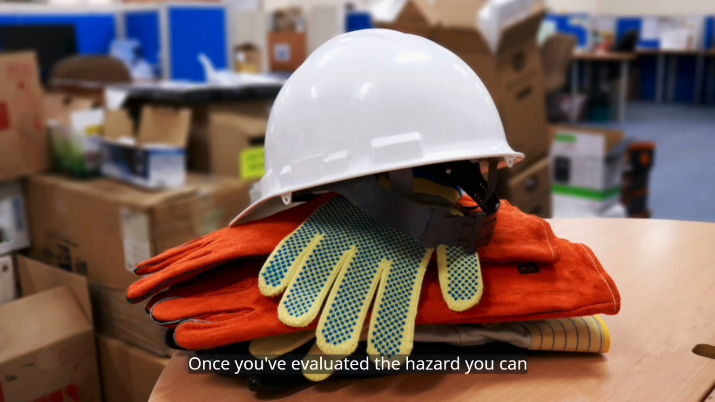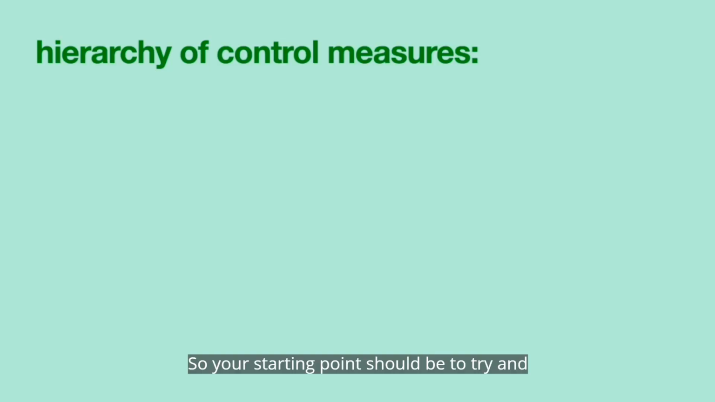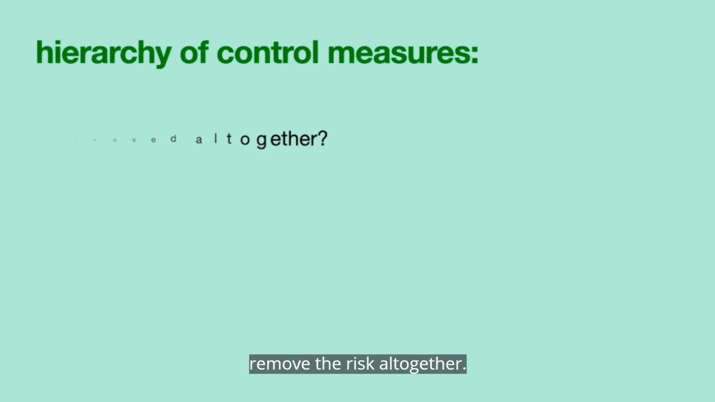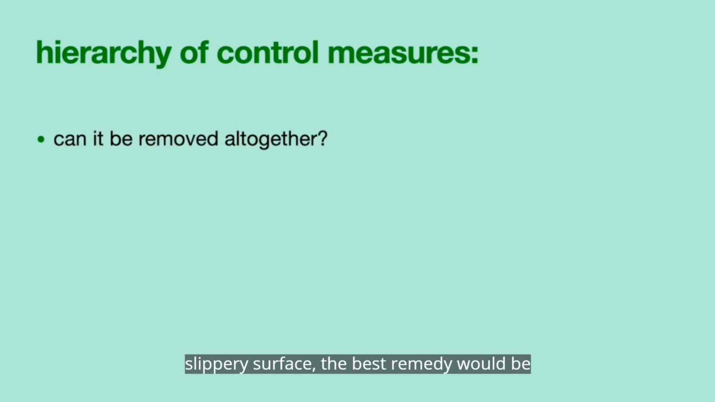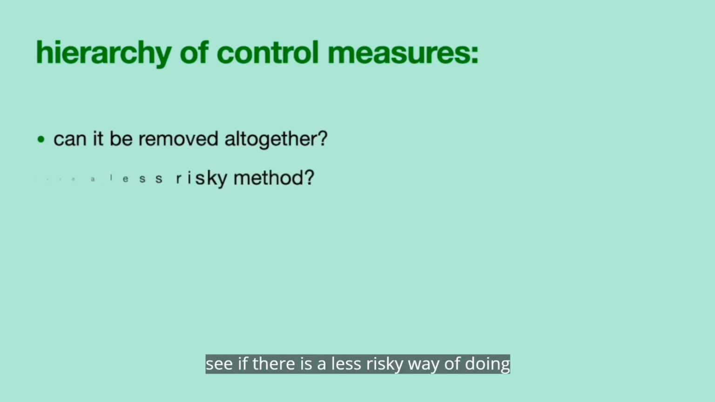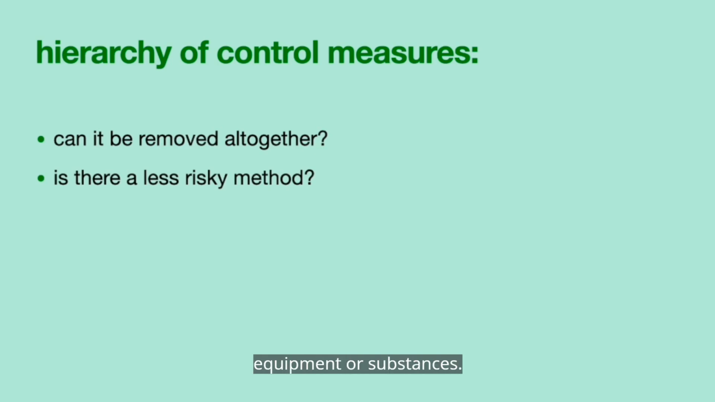Once you have evaluated a hazard, you can put in place safety control measures. Always consider the most effective measure first. So your starting point should be to try and remove the risk altogether. For example, although you could warn people about a slippery surface, the best remedy would be to remove the surface and replace it with a much safer one. If something like this isn't possible, then see if there is a less risky way of doing the same thing. For example, using a different technique or with different equipment or substances.